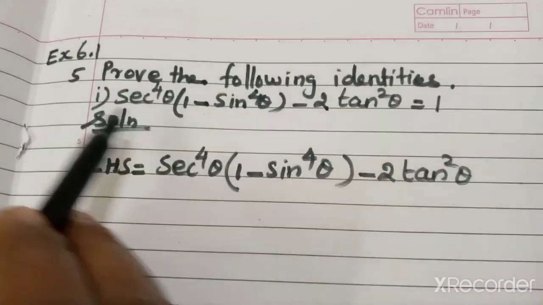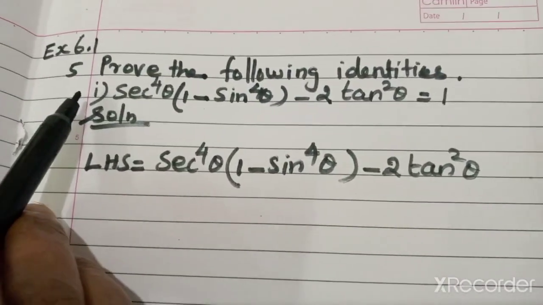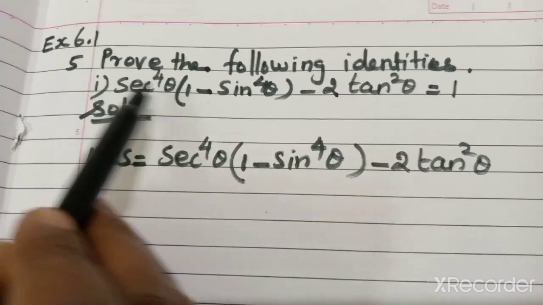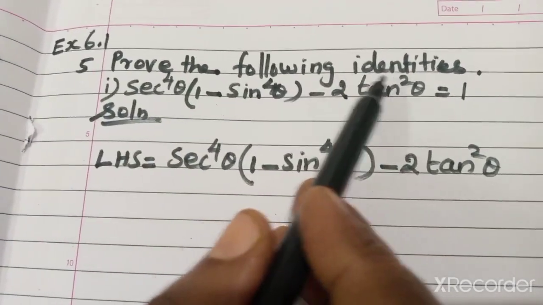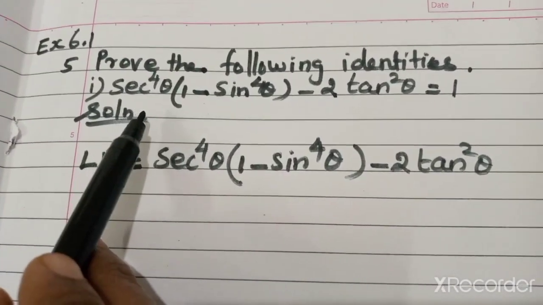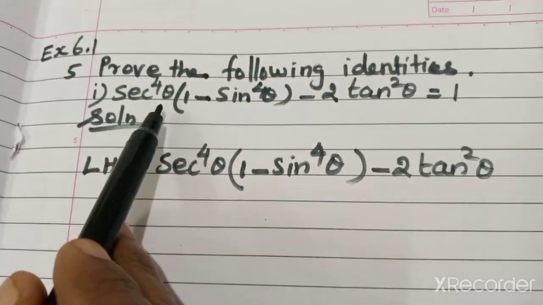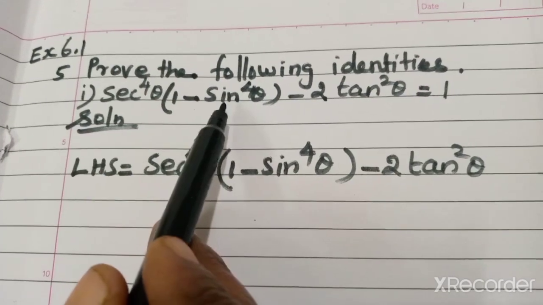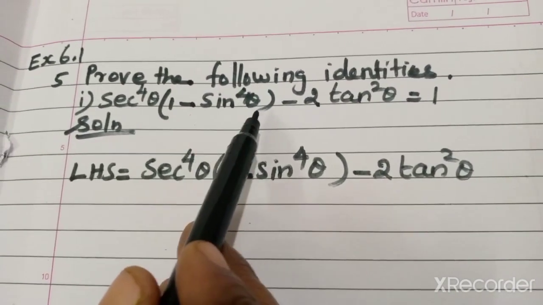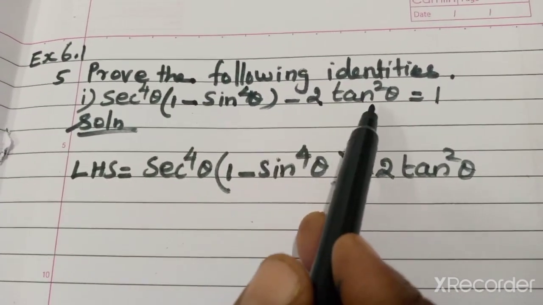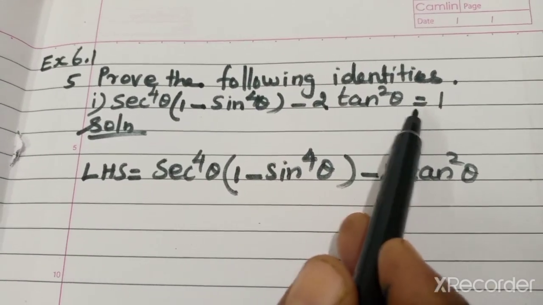Today let us do the exercise 6.1 question number 5. What is the question number 5 now? Prove the following identities. Two subdivisions are there. Let us do the first one. What is the first one now? Secant power 4 theta into 1 minus sine power 4 theta minus 2 tan square theta is equal to 1.